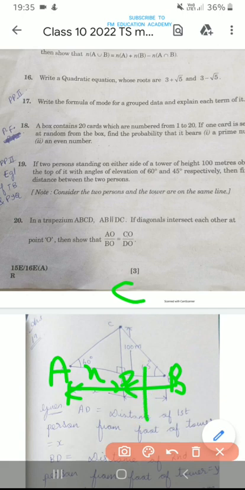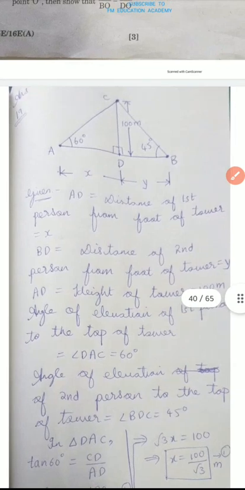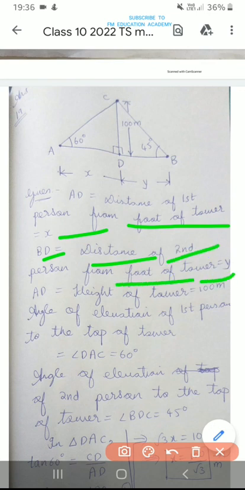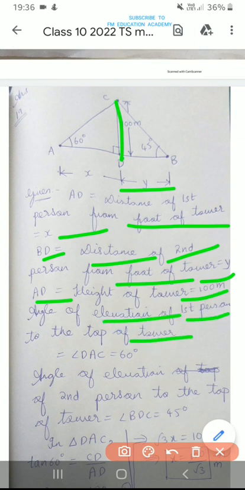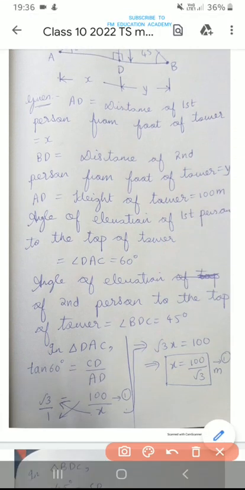Okay. So here I have given AD is equal to the distance of the first person from the foot of the tower, that is equal to X. BD is given as the distance of the second person from the foot of the tower, that is equal to Y. AD is equal to the height of the tower, that is 100 meters. The angle of elevation of the first person to the top of the tower, angle DAC, is how much? 60 degrees. The angle of elevation of the second person to the top of the tower is how much? Angle BDC, that is 45 degrees.